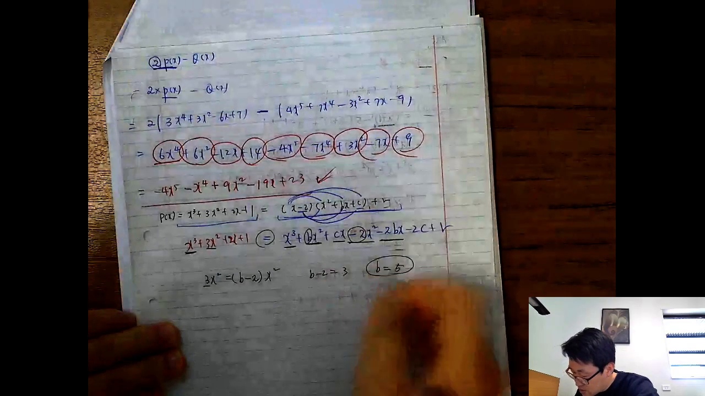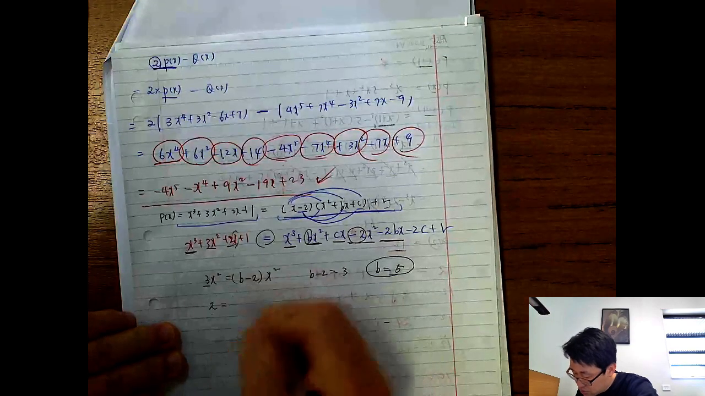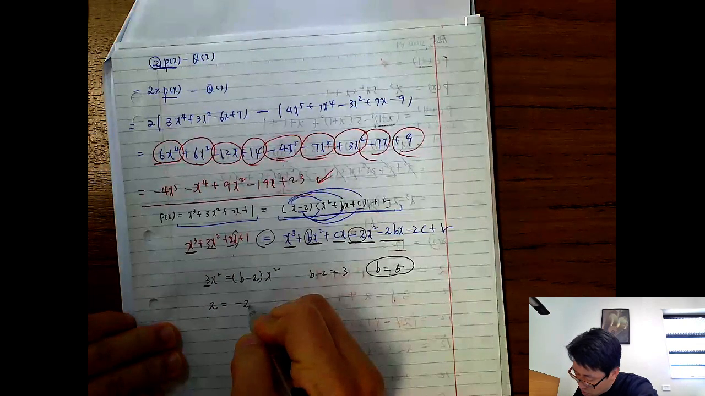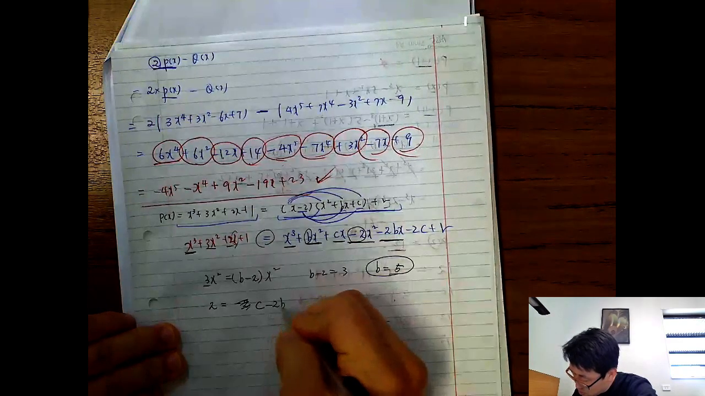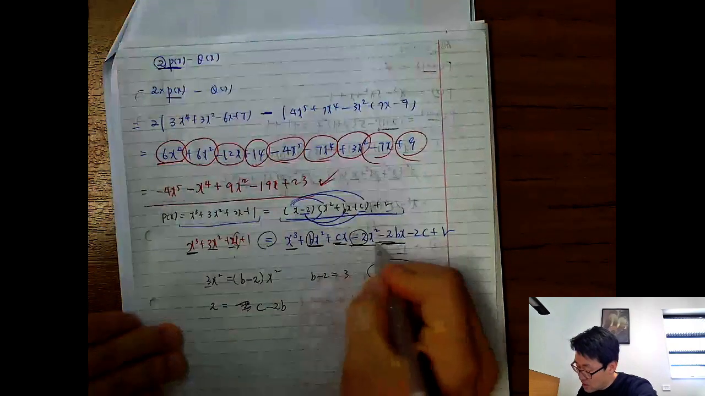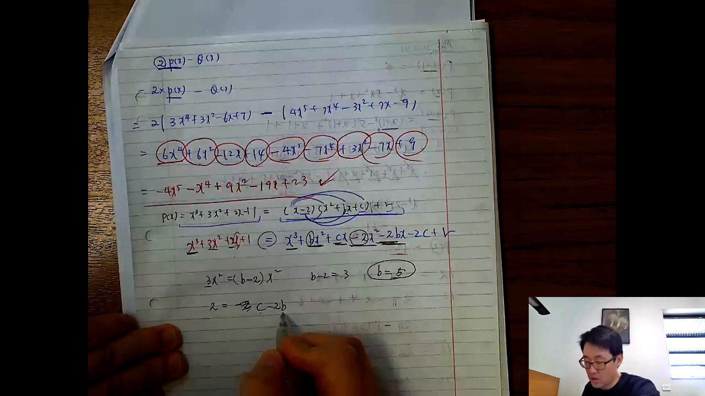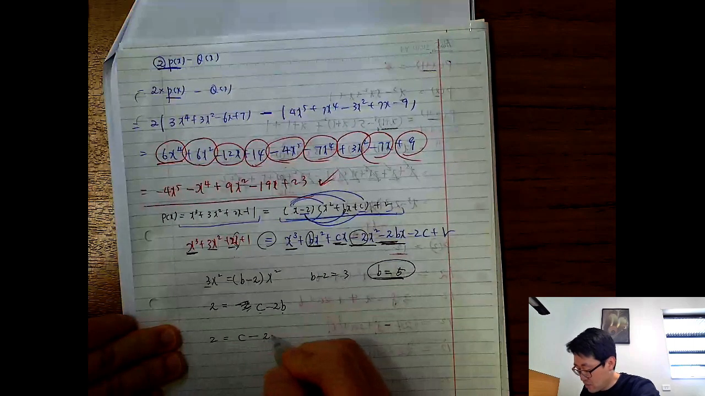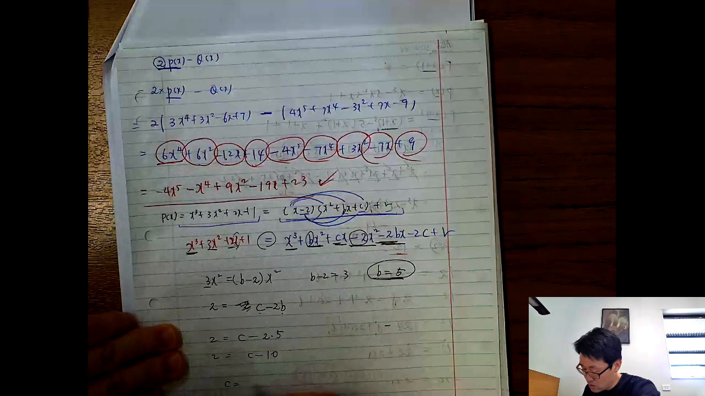Next, x and x. So 2 equals, I'm dealing with the x, 2 equals minus 2, oh no, sorry, c minus 2b. Yeah, c minus 2b. c minus 2b equals 2. Well, there are two unknowns. However, I know b is 5 already. I can just plug in 2 equals c minus 5. c equals 12.